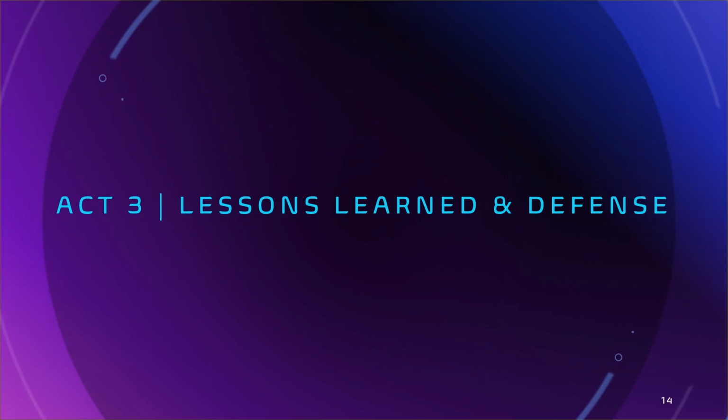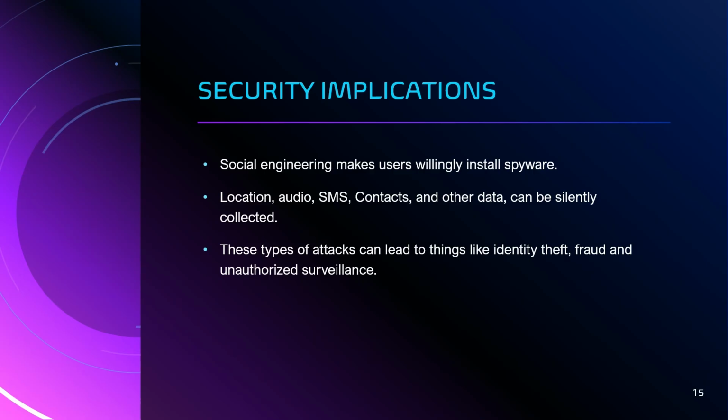Now that we've seen how spyware can operate undetected, let's discuss its security implications and what can be done to mitigate these risks. This attack demonstrates how easily users can be tricked into installing spyware. Once granted permissions, the app can silently collect location data, audio recordings, messages, and more, leading to identity theft, fraud, and surveillance risks. The key takeaway is that social engineering attacks don't require sophisticated hacking. They rely on human psychology and trust.